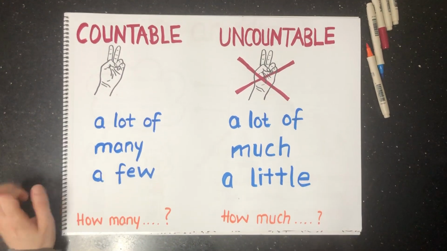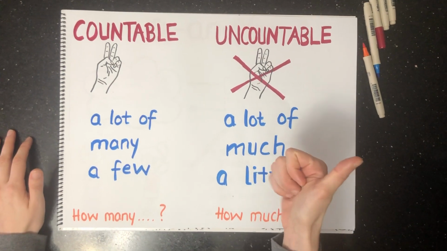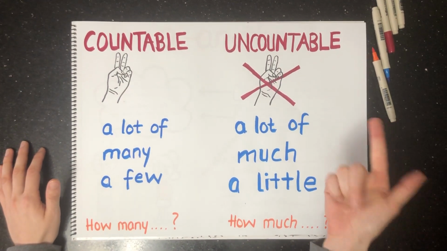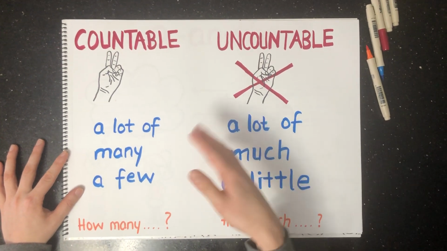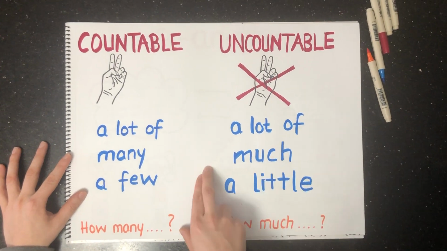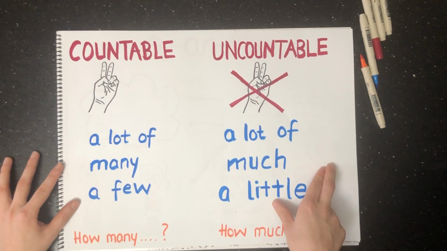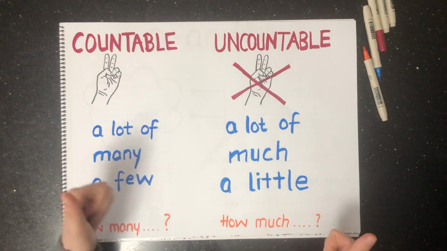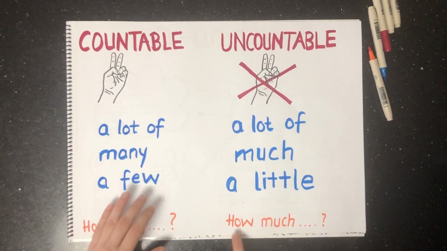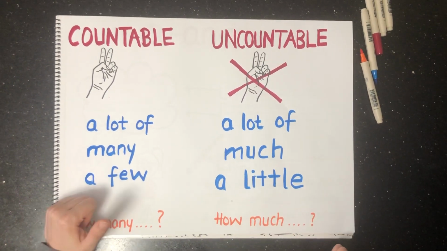If you want to talk about uncountable, for example, milk or water is uncountable. So you say there is a lot of milk because you can't count milk. Or you say there is much milk. Or you say there is a little milk. And if you want to ask something, you say how much milk is there.